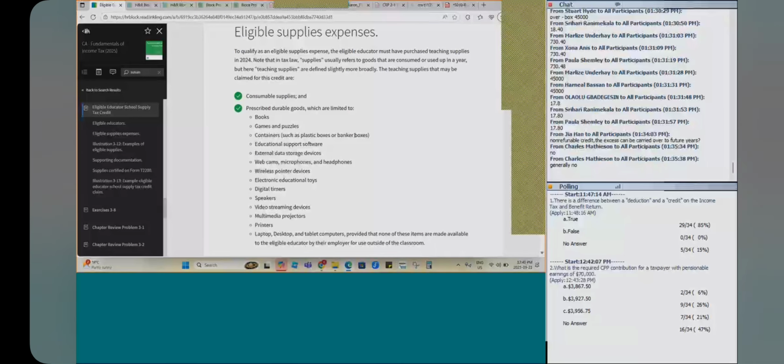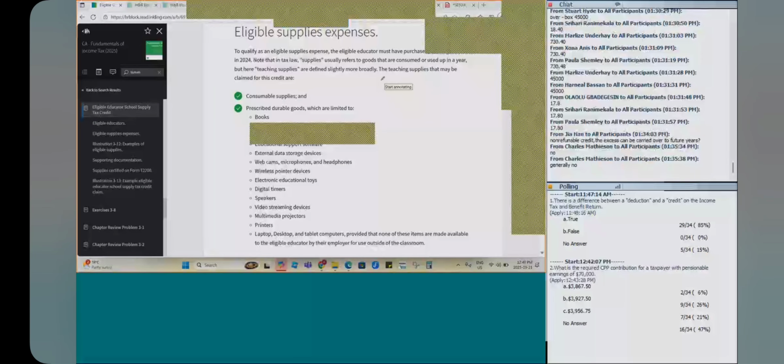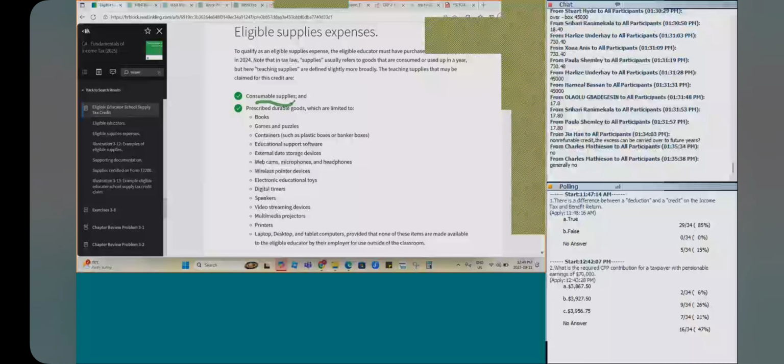Now, for the expenses you can claim, it's a little different from other things in tax where we claim expenses. Normally, when we talk about employment expenses or business expenses, say, durable goods are claimed in a different way than consumable goods. So consumable supplies, the example I always like to give is a box of pencils. You buy a box of pencils, at the end of the year, you've used up all the pencils, you have no more pencils.